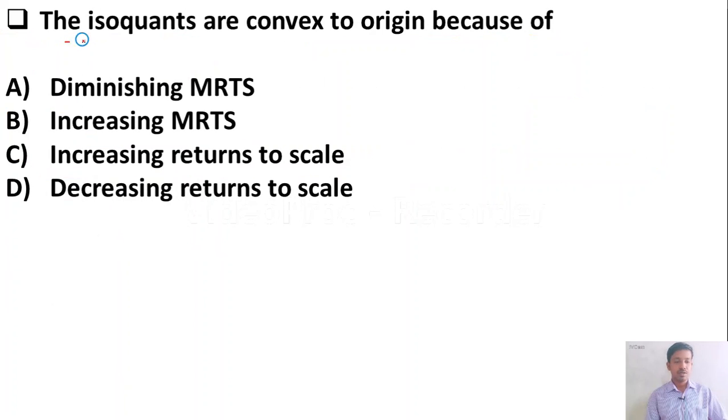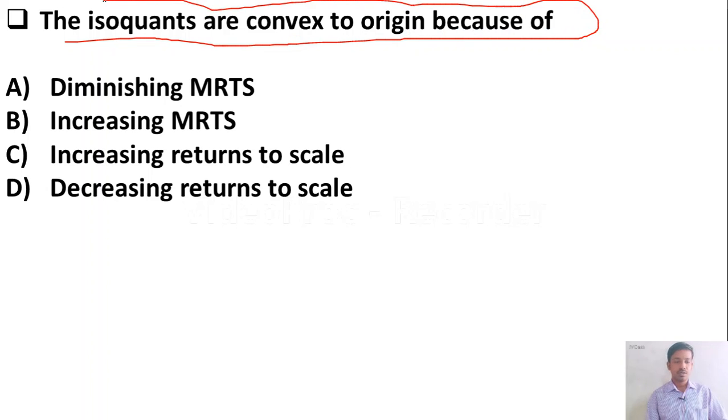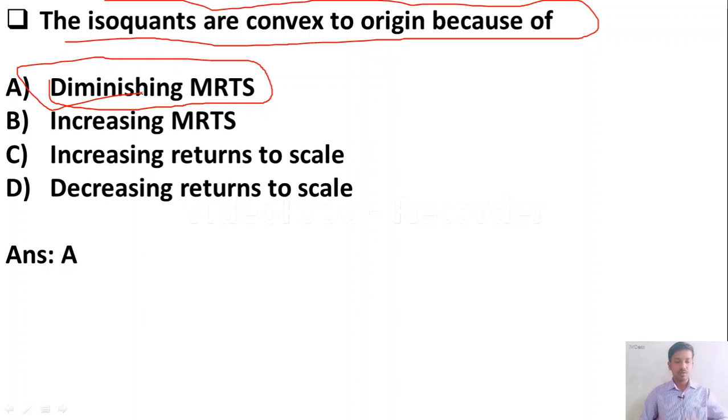The next question: the isoquants are convex to the origin because of, option A, diminishing MRTS, marginal rate of technical substitution. Option B, increasing MRTS. Option C, increasing returns to scale. Option D, decreasing returns to scale. The correct answer is option A, diminishing marginal rate of technical substitution. As we all know, isoquants are convex due to diminishing MRTS.